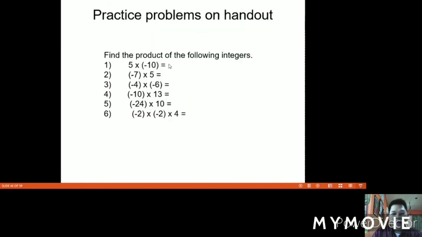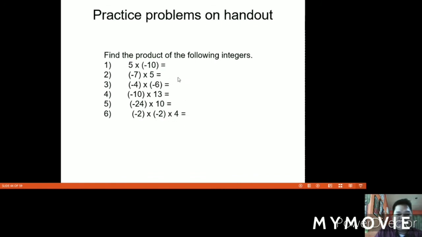So we will find the product of the following integers. For number 1, 5 times negative 10. Number 2, negative 7 times positive 5. Number 3, negative 4 times negative 6. Number 4, negative 10 times 13. Number 5, negative 24 times 10. Number 6, negative 2 times negative 2 times 4.